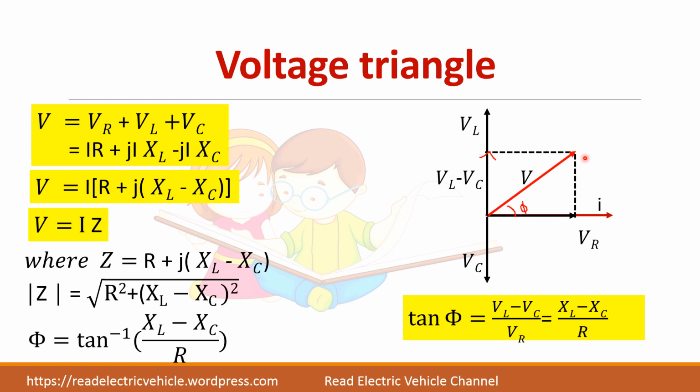So the resultant voltage is equal to root of VR square plus VL minus VC the whole square, and tan phi is equal to VL minus VC divided by VR, or XL minus XC by R.